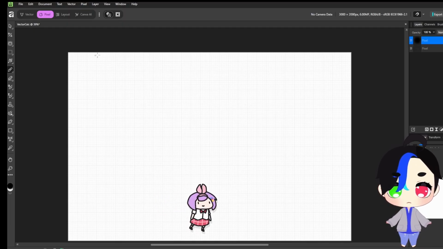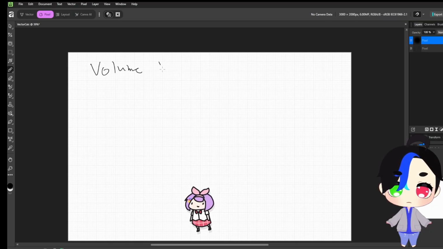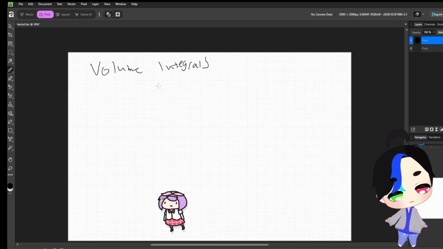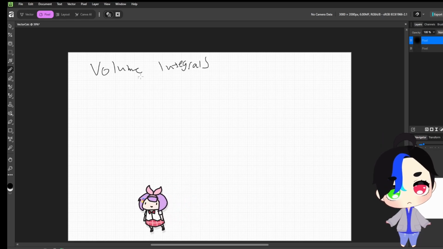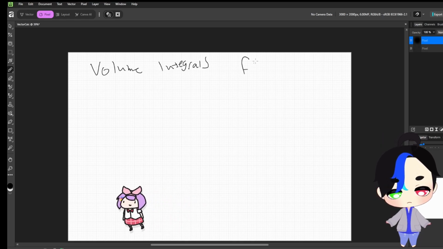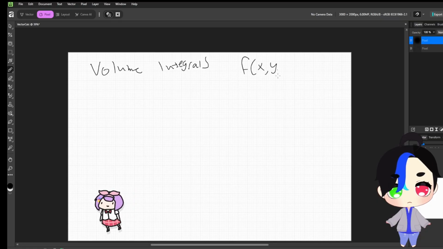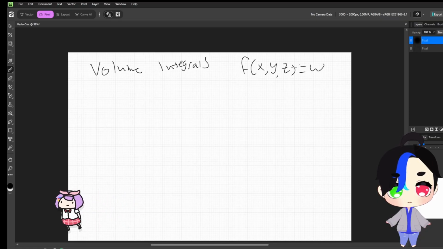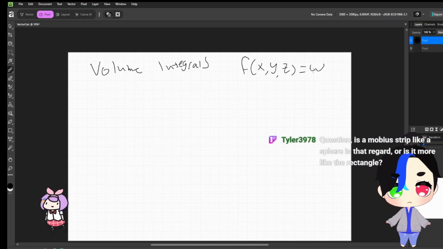So, last but not least, we have volume integrals. Volume integrals are much, much simpler to explain. If we have some multidimensional function, right? It's not a vector field, just some function where you take your three points, and it spits out a number.